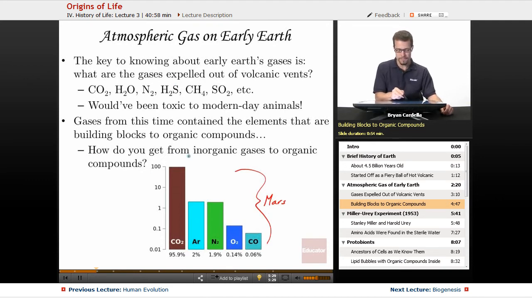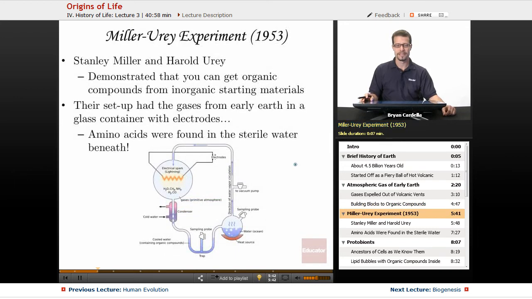So how do you get from inorganic gases to organic compounds? How do you get from gases that are not the building blocks of life to the building blocks of life? The answer to that question from the previous slide is Stanley Miller and Miller-Urey's experiment.